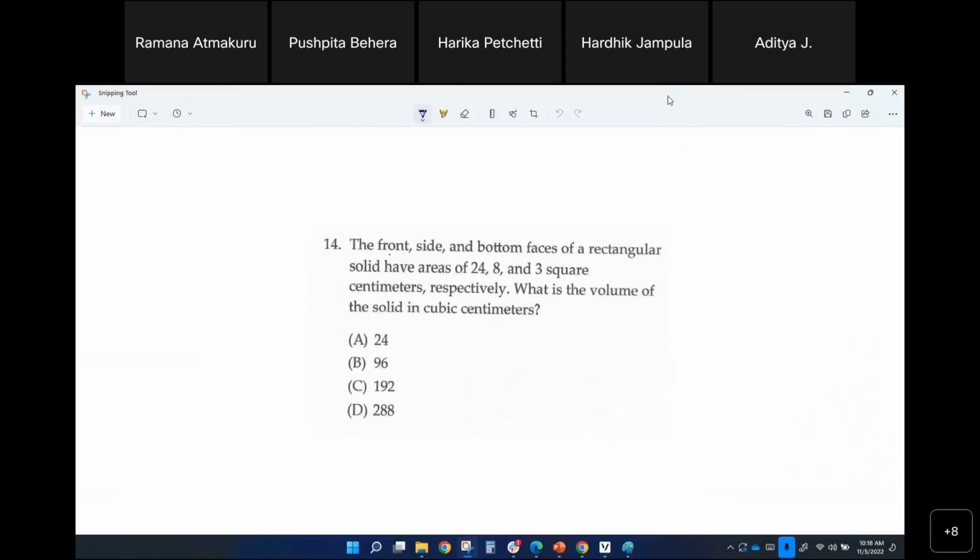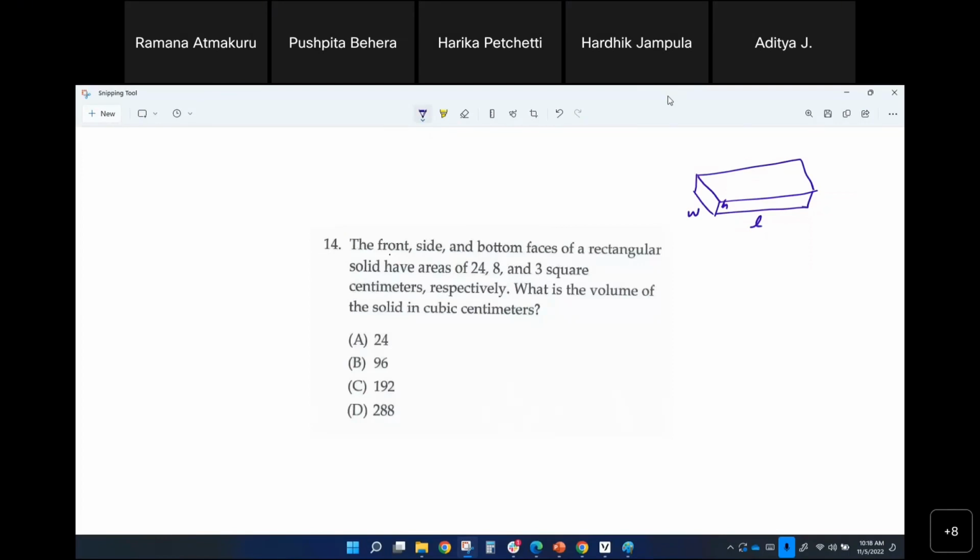The front, side, and bottom faces of a rectangular solid. It's your brick, right? I'm sure you guys have seen a brick lying around the homes. Rectangular prism. That's the length, that's the width, and that's the height. Correct? That's the height. And what is he saying?